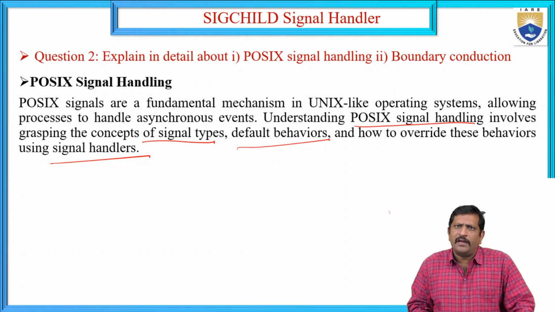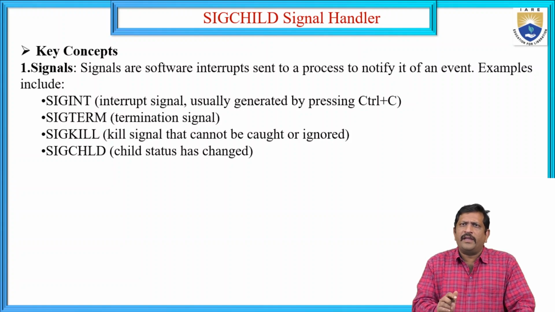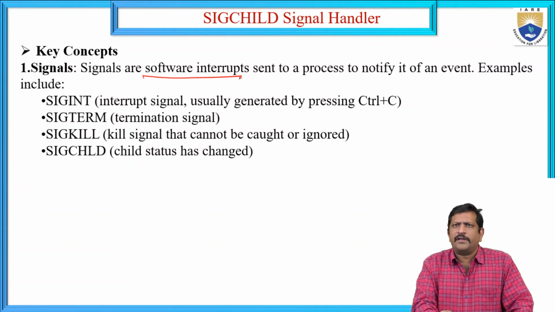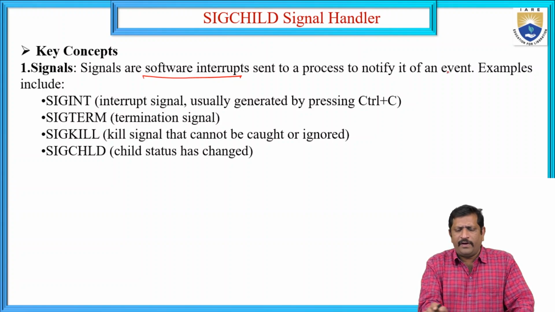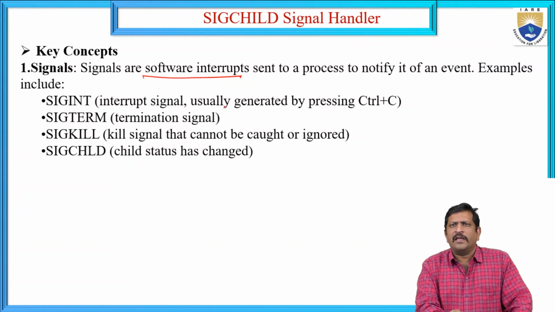The signals can be handled sequentially. For that we give a sequence number, and by giving the sequence number we can handle this. The key terms we generally use are signals, or software interrupts. They are software interrupts sent to the process to notify it of an event. For example, SIGINT, the interrupt signal.